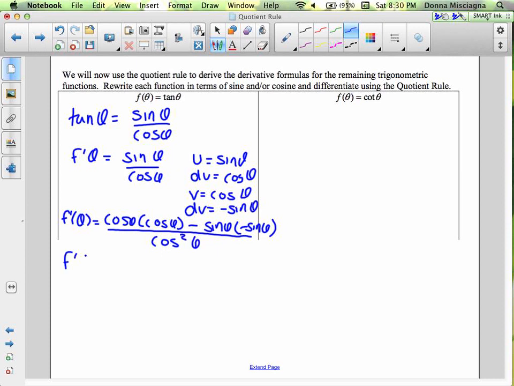All right, so f prime of theta, let's simplify this. Cosine theta times cosine theta, that's cosine squared theta. A negative sine theta times a negative sine theta, I'm thinking ahead, is a positive sine squared theta. I kept saying sine squared instead of just sine theta. All right, and that's all divided by cosine squared theta. Well, cosine squared theta plus sine squared theta, this is the Pythagorean identity.